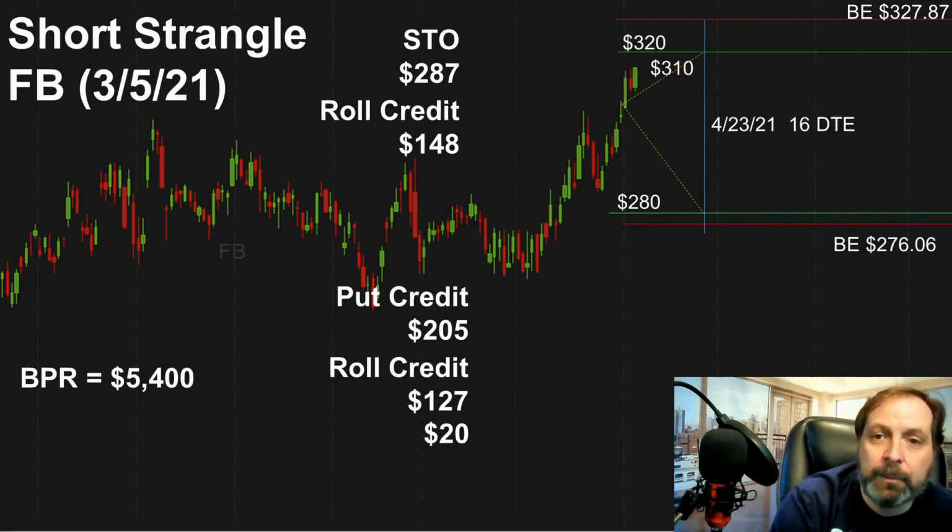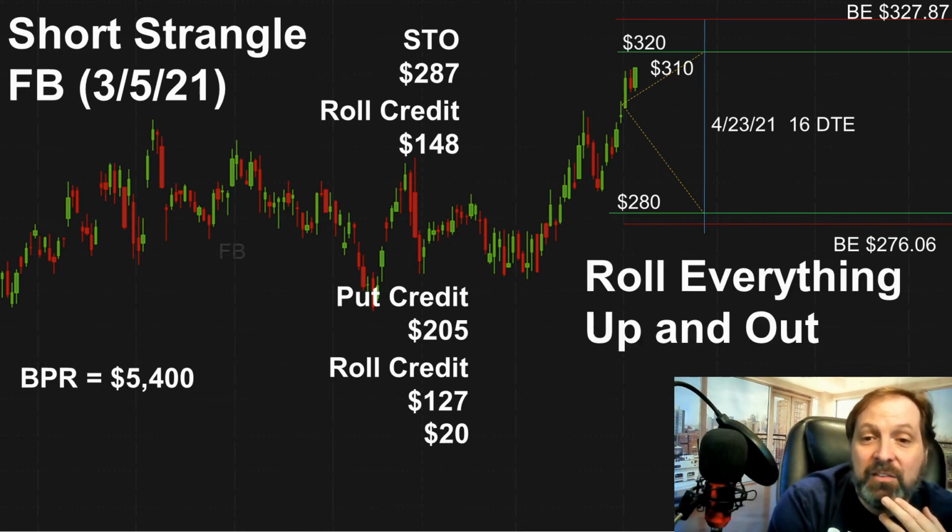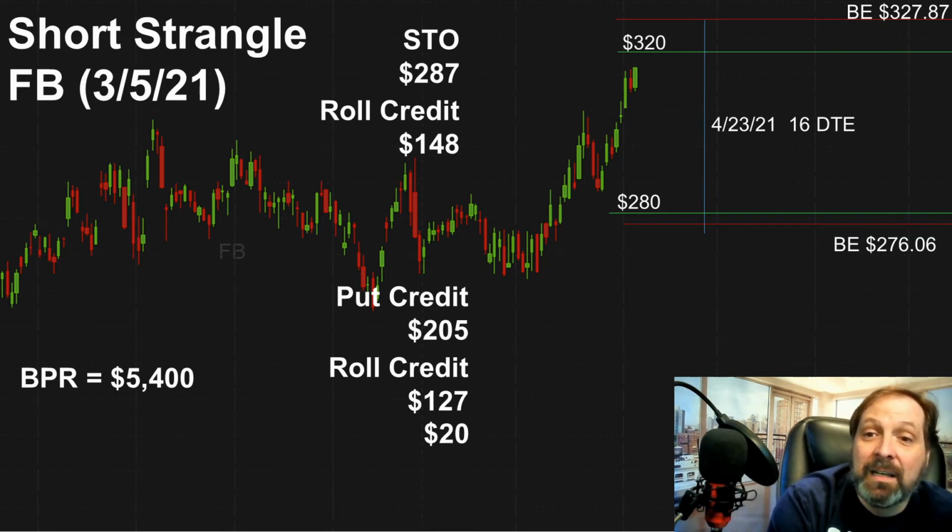Okay, so here we go. It immediately shoots up above my target window here, shoots up to 310. And it's only $10 under my 320 strike. And I'm out of balance again. So that kind of sucks. So I want to manage this trade again. It's 16 days till expiration. Let's see what we can do. I'm going to roll everything up and out again. So I'm going to take my 16 DTE expiration date.